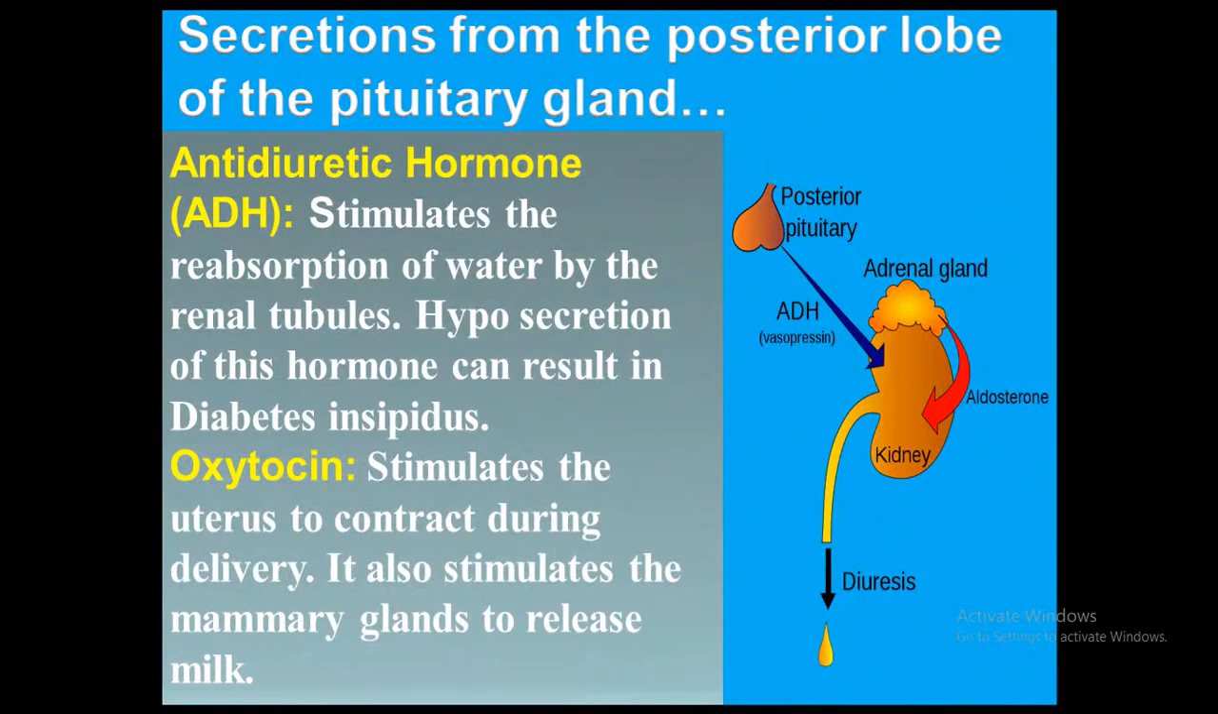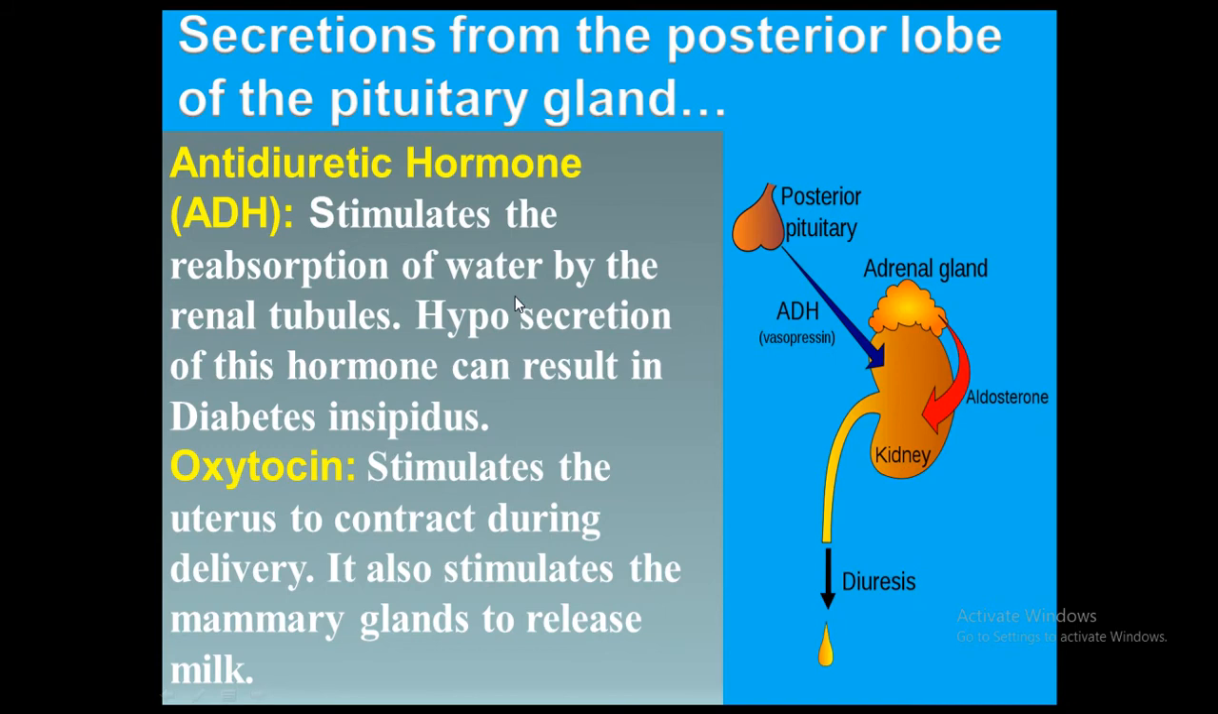Now the secretion from the posterior lobe of the pituitary gland. This is ADH, antidiuretic hormone, which is secreted from the posterior part of the pituitary gland and stimulates the reabsorption of water by the renal tubules. The renal tubules are present in the kidney. So renal tubules absorb water with the help of antidiuretic hormone. Hyposecretion of this hormone can result in diabetes insipidus.